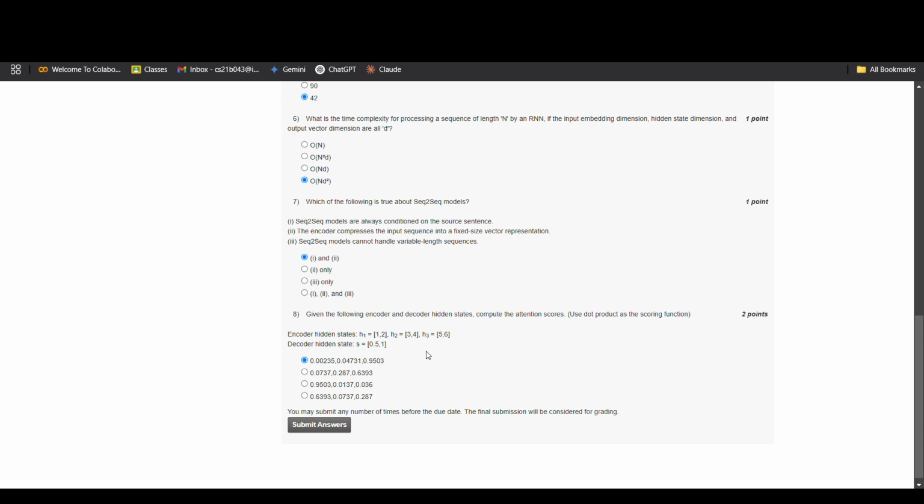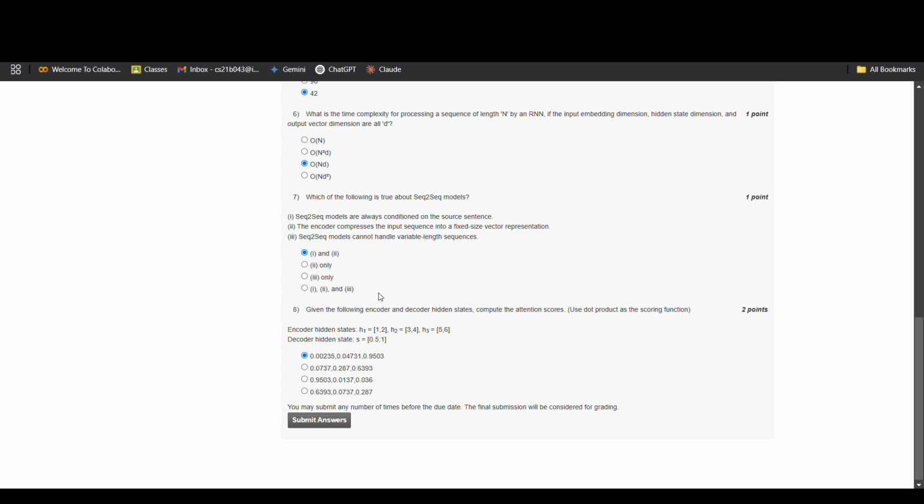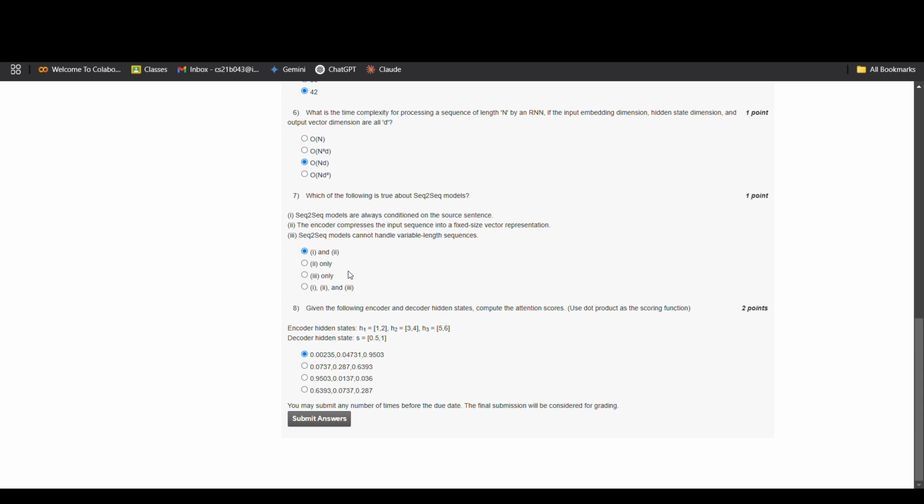Okay, the time complexity is O(nv), not O(nv squared). The RNN processes each of the n steps in the sequence, and for each step, the operations are proportional to the input, hidden, and output vector dimension v. So it is n times v. So in this case, O(nv) is the correct answer for question 6. Do you want to move on to the next? Yeah. Move on.